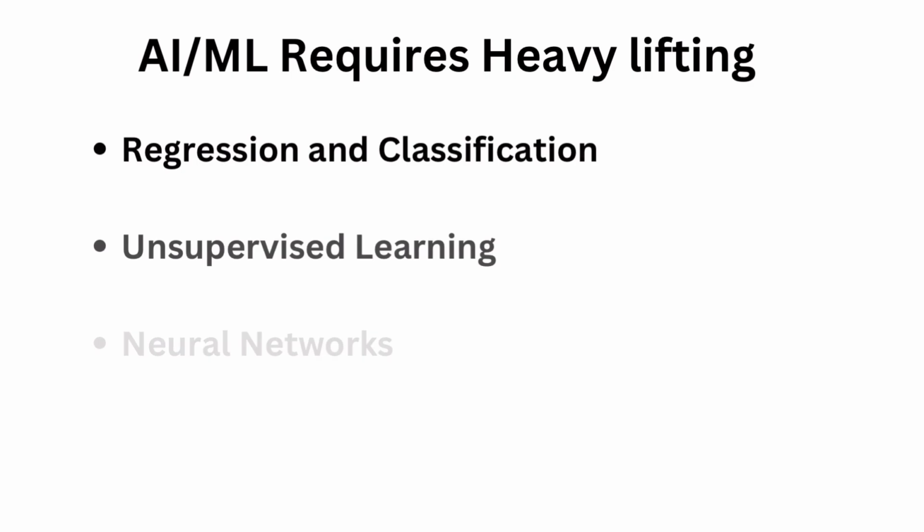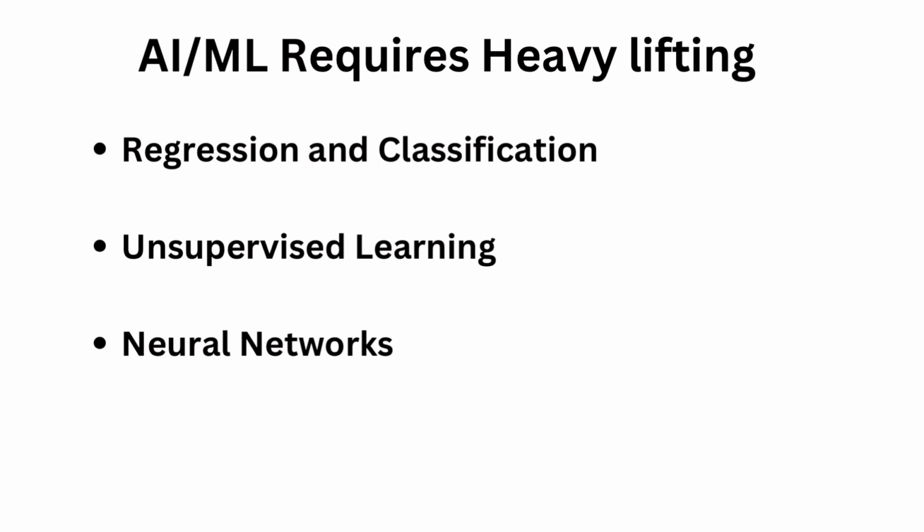As you know, AI and ML require heavy lifting in terms of computation, and that's where GPU comes into play. Unlike regular CPUs, GPUs are designed to handle massive parallel processing tasks, making them perfect to train complex models quickly. When we are talking about regression and classification, these are the fundamental machine learning tasks. While dealing with large datasets or complex models, GPUs can speed up the training process significantly.